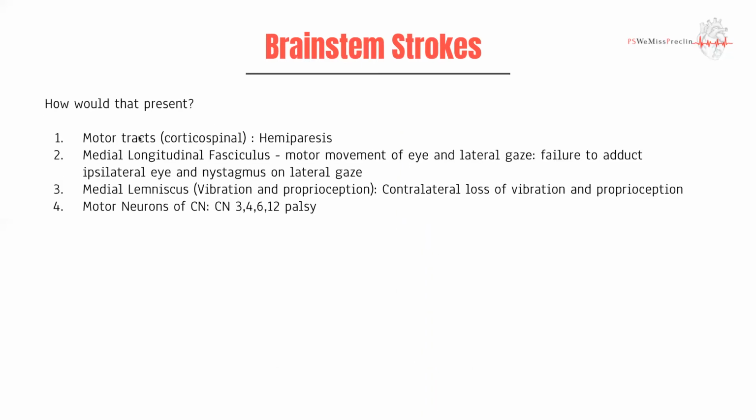So how would these present? If we were to affect something in the midline, how would that present? So affecting the motor tracts would present with a hemiparesis, right? Because you lose motor tract control. If you stroke out the medial longitudinal fasciculus, you would affect the movements of the eye and lateral gaze. If you affect the medial lemniscus pathway, you would lose vibration and proprioception on the contralateral side. And if you affect the cranial nerves, you'll obviously present with a palsy of cranial nerves 3, 4, 6, and 12.